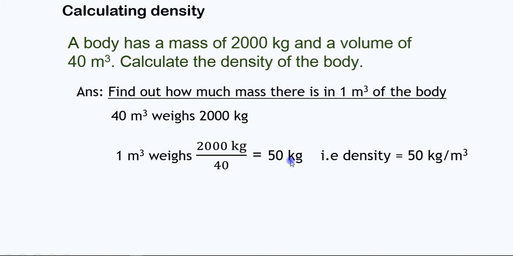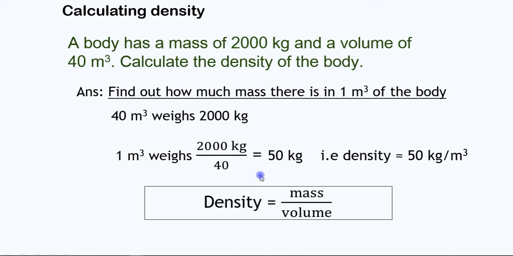Now, as you can see here, to obtain the density of the body, we have taken the mass and we have divided it by the volume, which is 40. So we can use the formula: density of a body is equal to its mass divided by its volume.